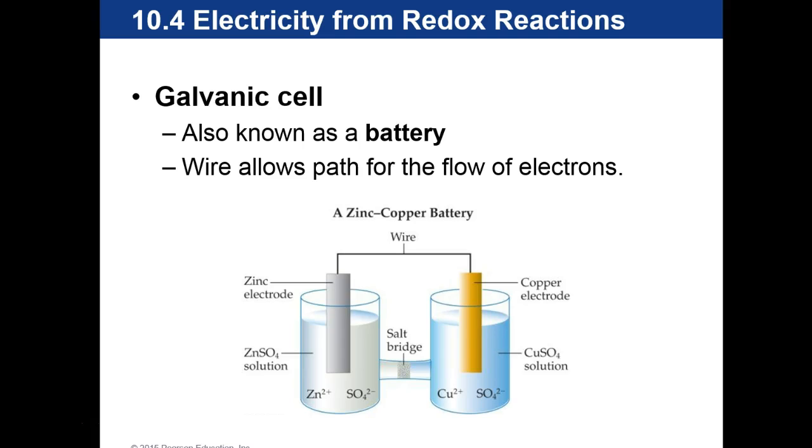A galvanic cell, also known as a battery, is a good example to show how a wire allows a path for the flow of electrons. Here's a zinc copper battery. We can see we've got a zinc solution here. We've got Zn2+ and SO4 2- with a salt bridge, a zinc electrode, and a copper electrode.